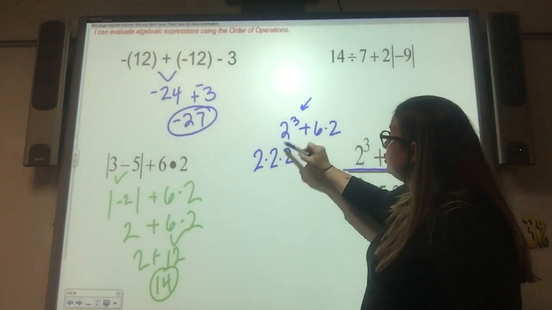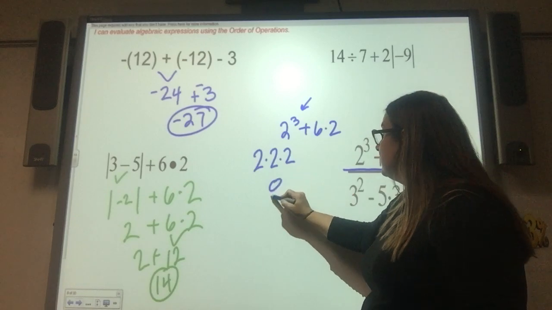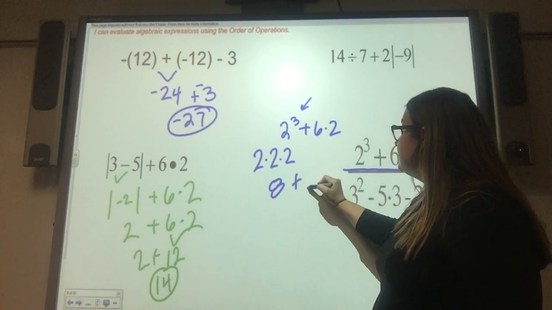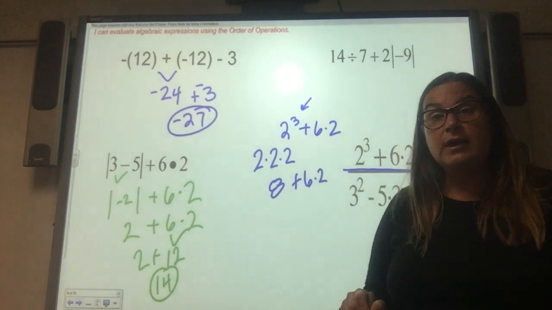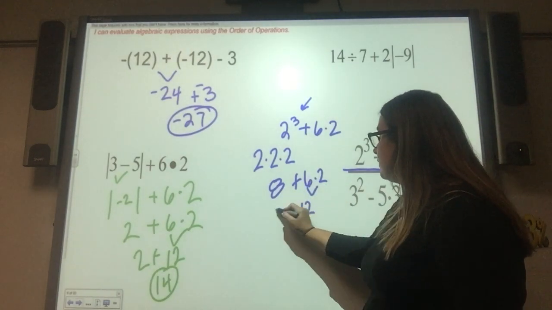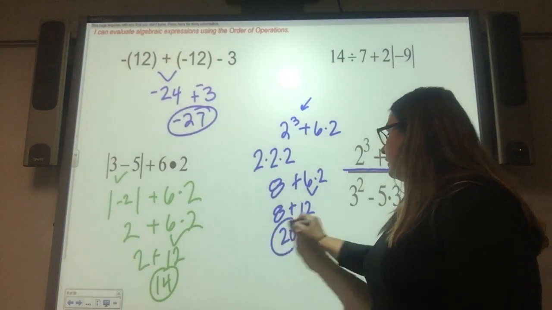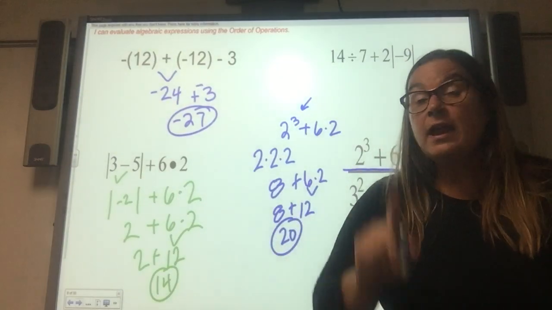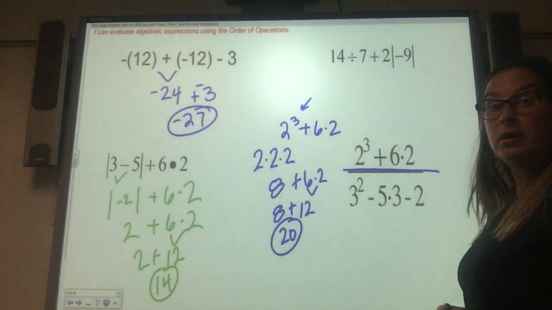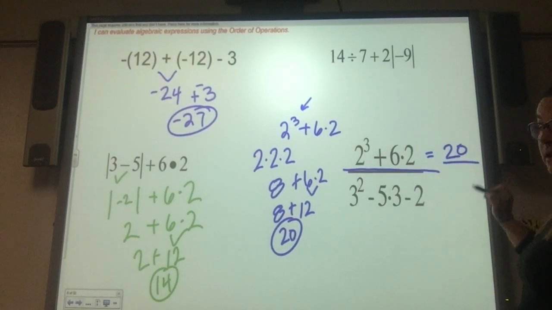Okay, so 2 times 2 is 4, times 2 is 8, plus 6 times 2. Now I can go ahead and do the multiplication. That's 12, and 8 plus 12 is 20, okay? That's the numerator. Let me see if I need, I just need to be out of the way. Okay, so this is 20.